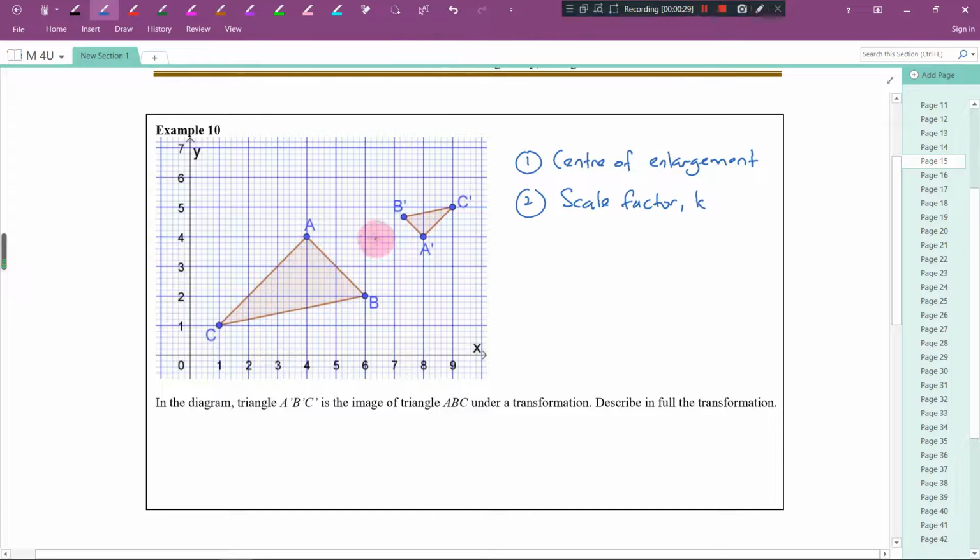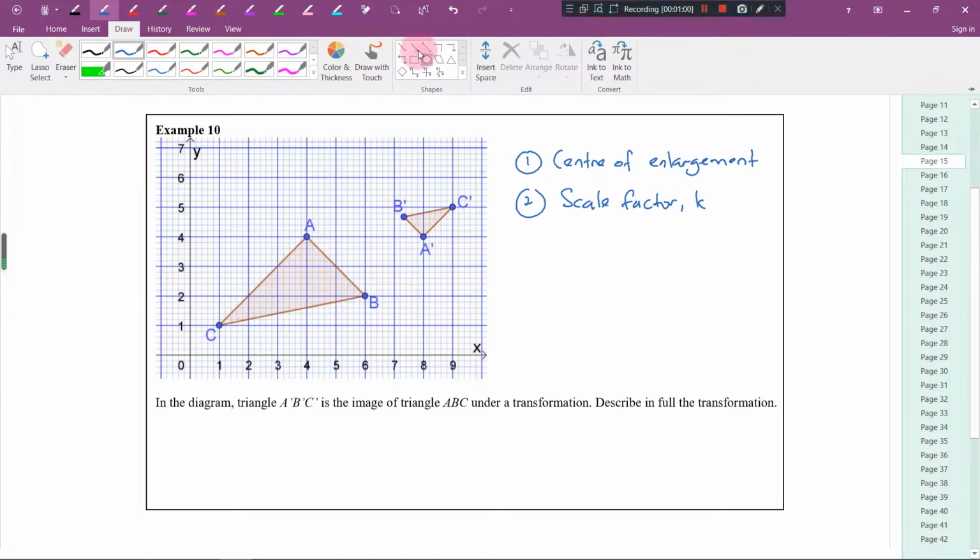Okay, now let's look at this example. In the diagram, triangle A prime, B prime, C prime is the image of triangle A, B, C under a transformation. Describe in full the transformation. We know that the transformation involved here is actually an enlargement. So to describe an enlargement, we need to get these two pieces of information, center of enlargement and also the scale factor. Let's get the center of enlargement first.